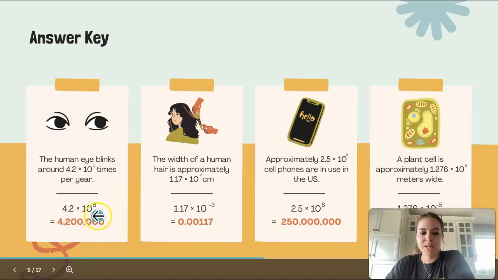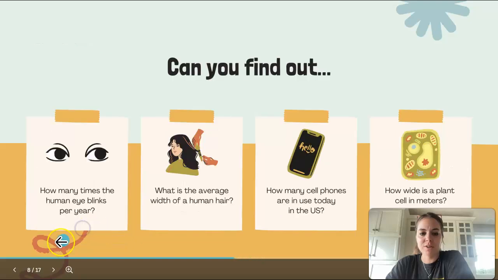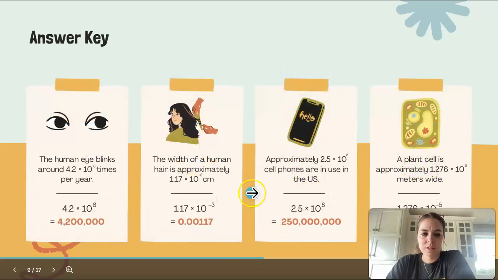So this is how many times you're blinking. Scientific notation, standard form.